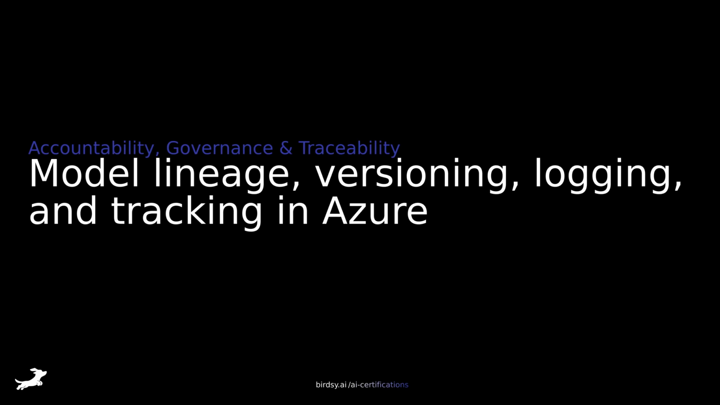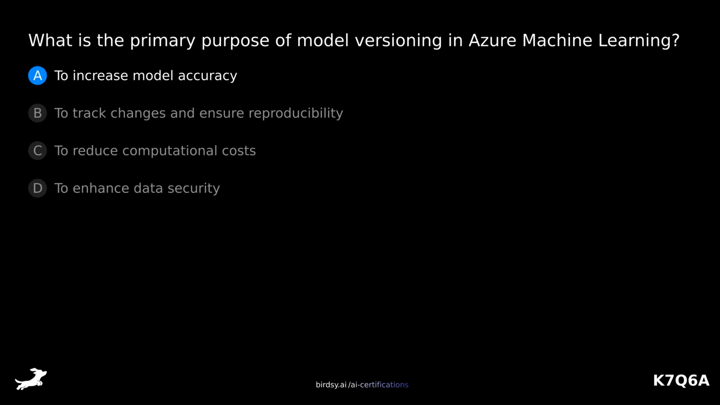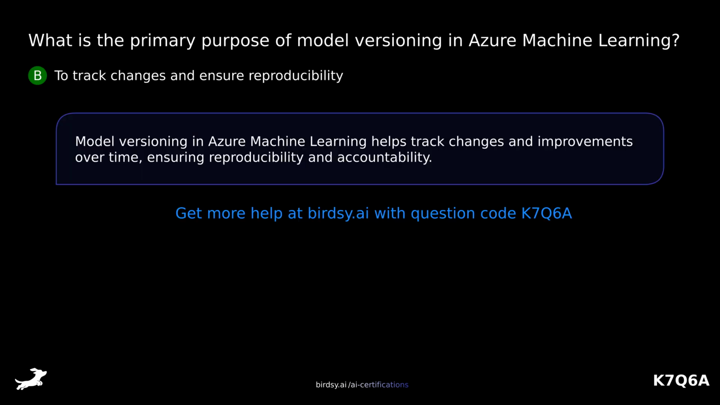Model lineage, versioning, logging, and tracking in Azure. What is the primary purpose of model versioning in Azure Machine Learning? Is it A, to increase model accuracy? B, to track changes and ensure reproducibility? C, to reduce computational costs? Or D, to enhance data security? The answer is B, to track changes and ensure reproducibility. Model versioning in Azure Machine Learning helps track changes and improvements over time, ensuring reproducibility and accountability.